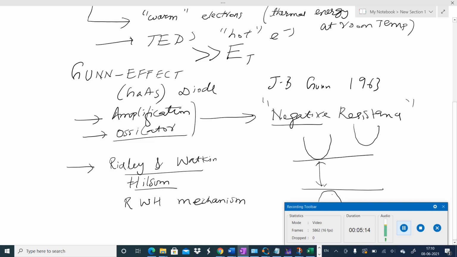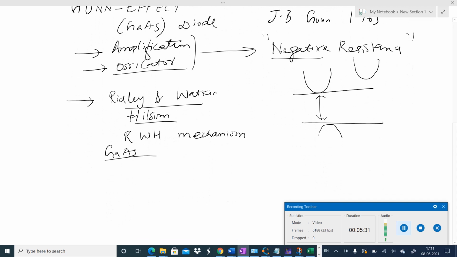Then this effect was studied in detail for gallium arsenide by J.B. Gunn, and he actually then fabricated a first bulk gallium arsenide diode. So J.B. Gunn first published his observations of experimental results. So I will directly, instead of writing it here, copy paste the exact wording which he published in the paper, which is in the book also.